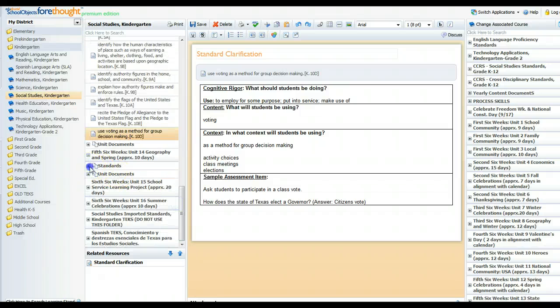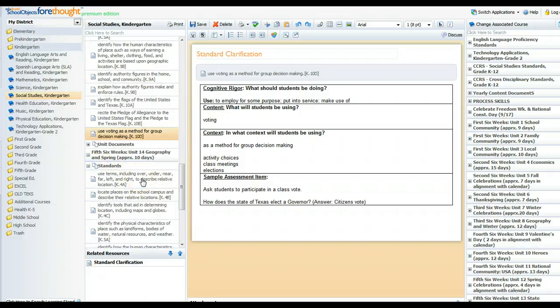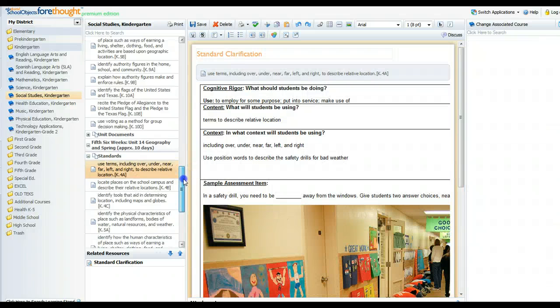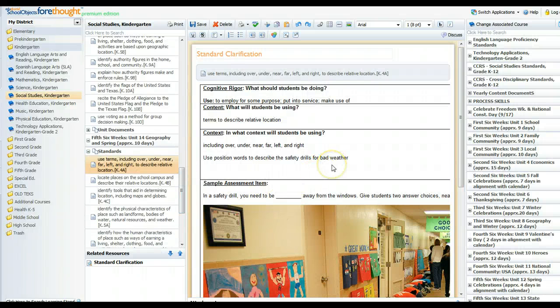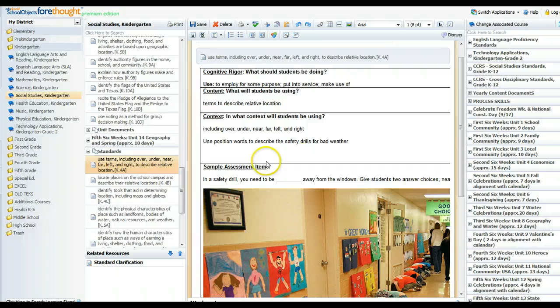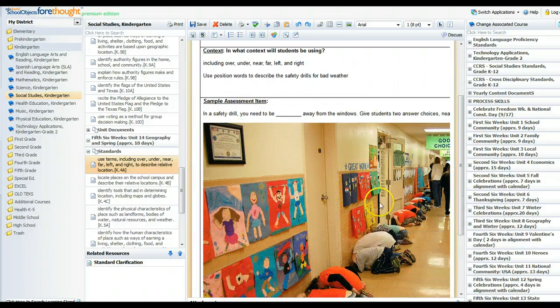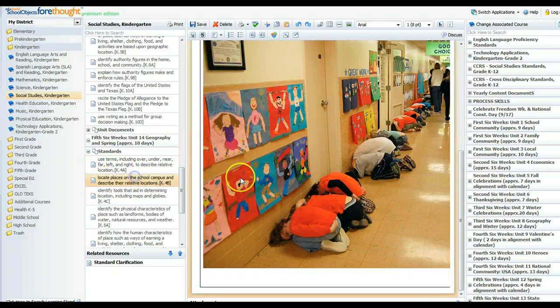Now, we're going in more detail in this next unit with geography. So let's look at where we are here. We have to use those terms again: over, under, near, far, left, and right to describe location. So what we want to do is use position words to describe safety drills for bad weather. For example, my sample assessment was a picture of what looks like a tornado drill, and you would say in a safety drill you need to be blank away from windows. The answer would be far away from windows, and you could give them several choices, but they need to understand that.